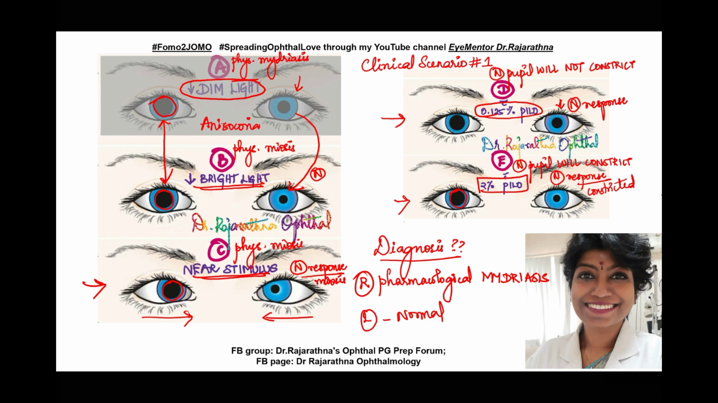Whereas to the near stimulus, of course, it's converging, right? So here it's right pharmacological mydriasis. Now my question to you is, which is that drug which is only a mydriatic and not a cycloplegic? All right. So now we move on to clinical scenario number 2.